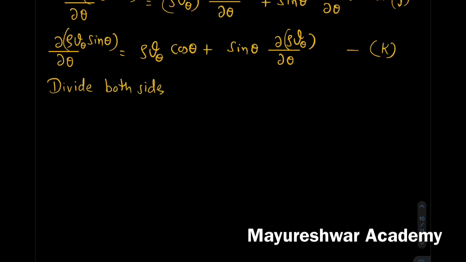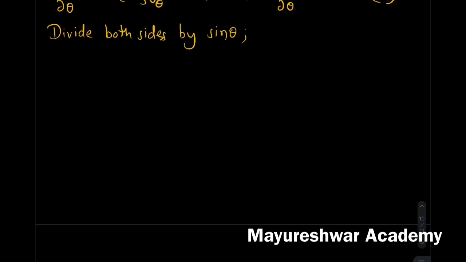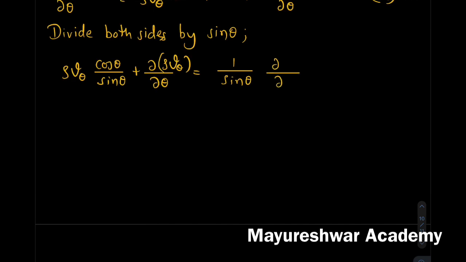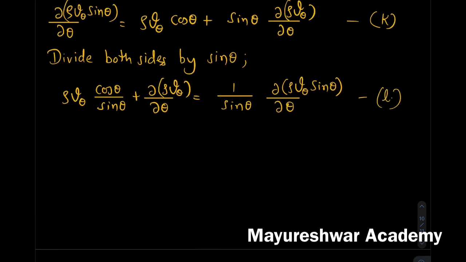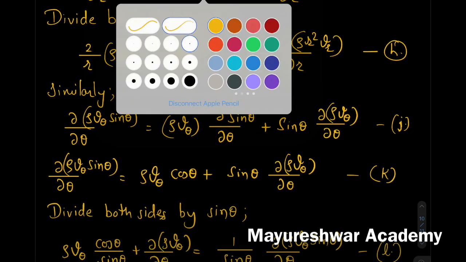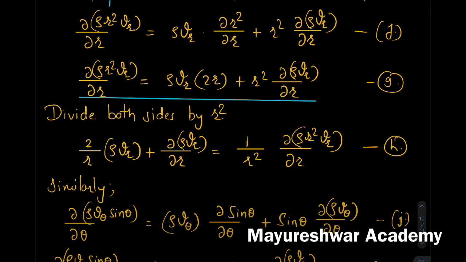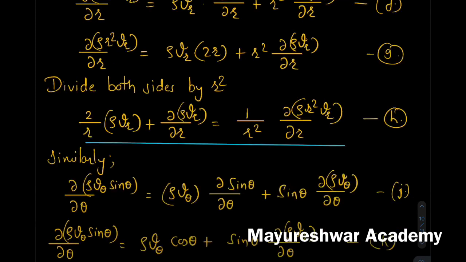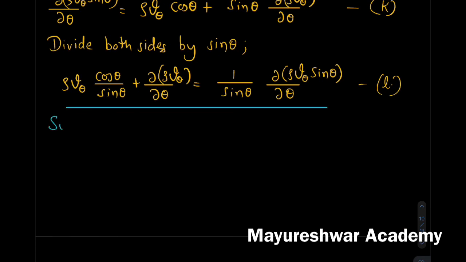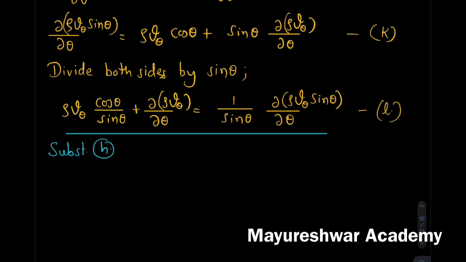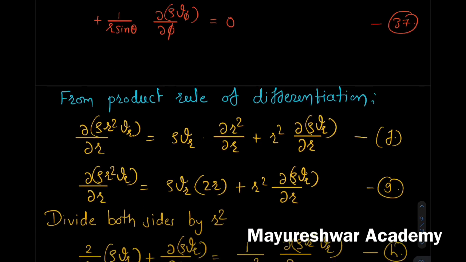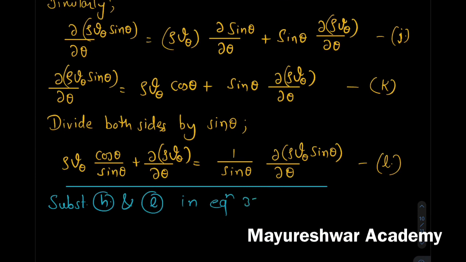So divide both sides by, let us say, sine theta, since we have that term in the equation. So rho v theta cos theta by sine theta, plus partial over partial theta of rho v theta, equals 1 over sine theta times partial over partial theta of rho v theta sine theta. So let us say this is L. So now equation H and equation L, we are going to use them. So substitute H and L in the earlier equation.